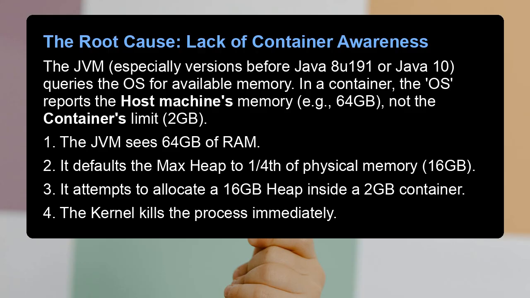1. The JVM sees 64 gigabytes of RAM. 2. It defaults the max heap to 1/4 of physical memory, 16 gigabytes. 3. It attempts to allocate a 16 gigabytes heap inside a 2 gigabytes container. 4. The kernel kills the process immediately.